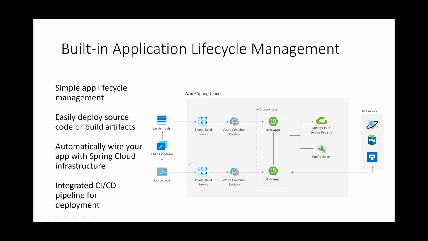So you can see a component named Pivotal Build Service. Azure Spring Cloud integrates Pivotal Build Service. It can help you turn source or fat jar into a container with cloud native buildpacks. And we also offer guidance to help you set up your CI/CD pipeline with Azure DevOps, GitHub Actions, as well as Jenkins to deploy your applications to Azure Spring Cloud.